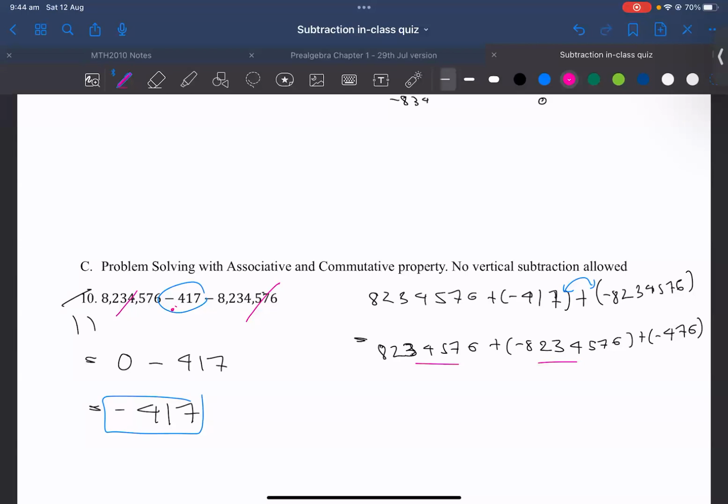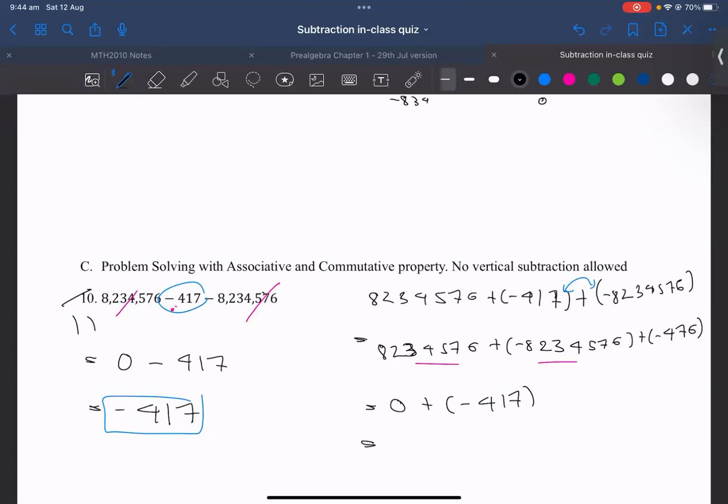They are negations of each other, right? When you add negations, what happens? 0. Yeah, it becomes 0. They cancel each other out. That's the definition: negations added together give 0. And it becomes 0 plus negative 417. If I add a negative number to 0, what happens to that? You go left, just adding a negative.